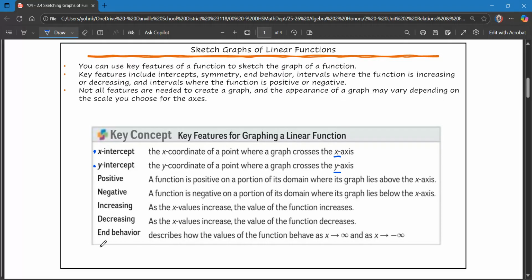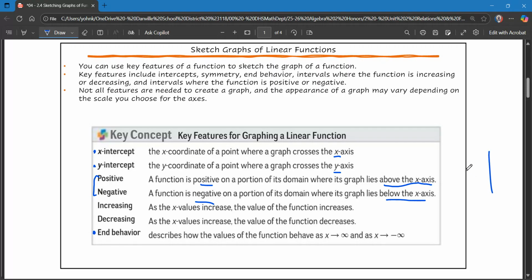We know those two. We also know end behavior. These are our sentences as x approaches positive infinity and as x approaches negative infinity. The new ones that we're going to talk about today are positive and negative and increasing and decreasing. Positive and negative talks about where the function is according to the x-axis. A function is positive on a portion of its domain where its graph lies above the x-axis. And a function is negative on a portion of its domain where its graph lies below the x-axis.